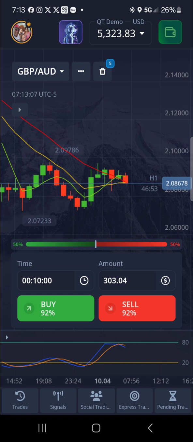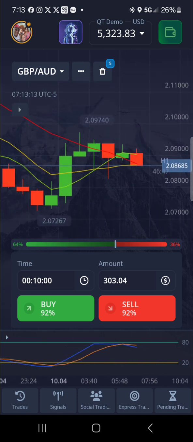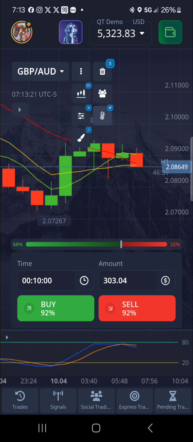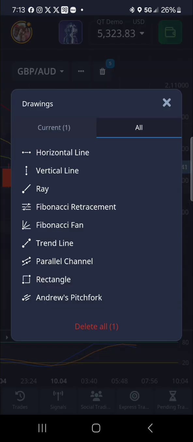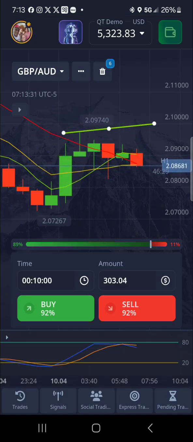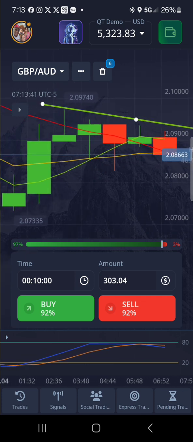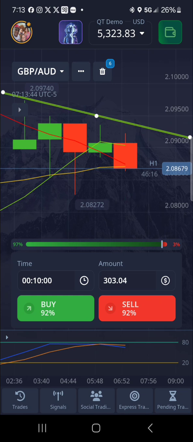GPB AUD. Okay, let's see what's going on here. I do see 1, 2, 3, 4, and then that's the fifth one. Yeah, that could be something as far as the roof on this one. And I mean, the roof is called resistance. The floor is called support. As far as the technical trading terms, support and resistance is what they call it. Support is the floor, resistance is the roof.